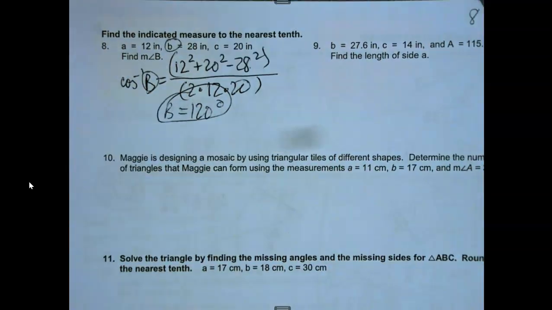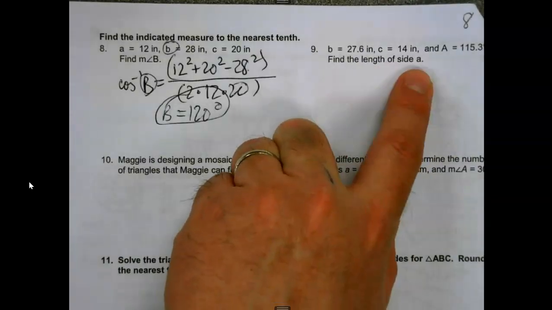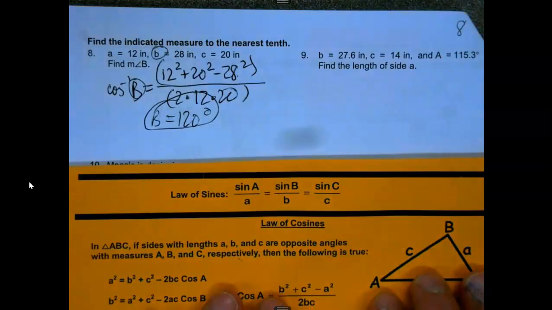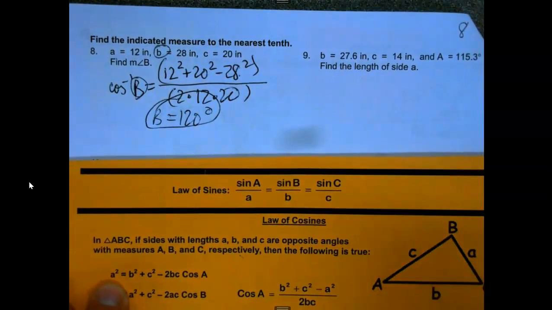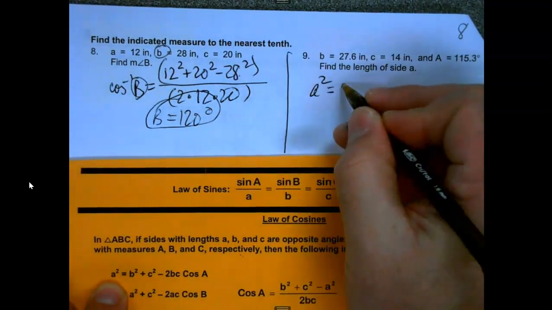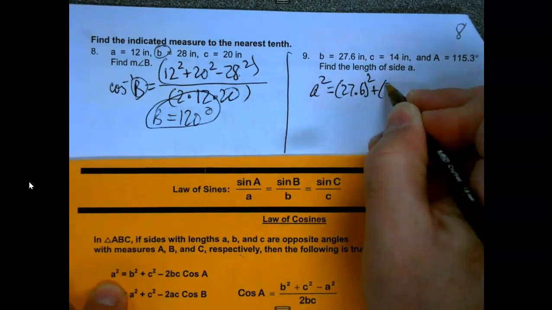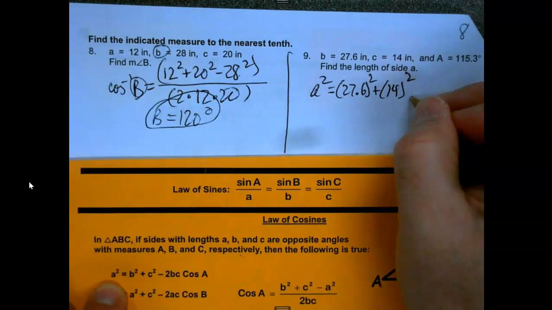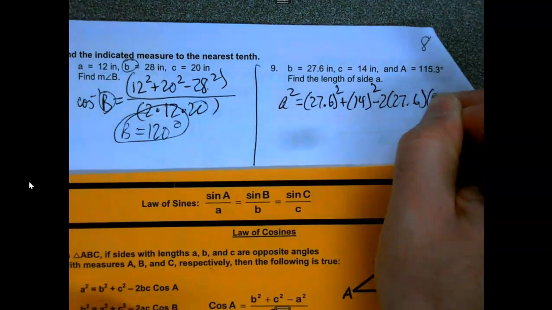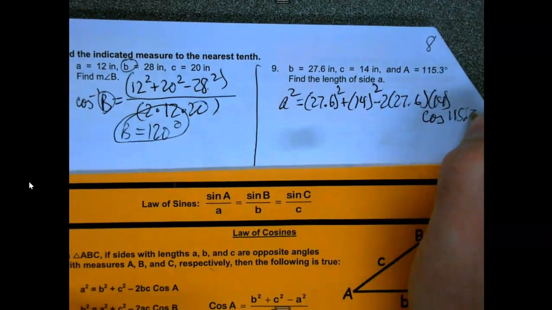Okay, let's see what else we got. B, C, A. Nope, nothing matching up. Find the side length of A. Okay, hang on a minute here. Let's pull this back up. Don't put it away yet. Find side A. A squared equals B squared plus C squared minus 2 times B times C times the cosine of the angle.